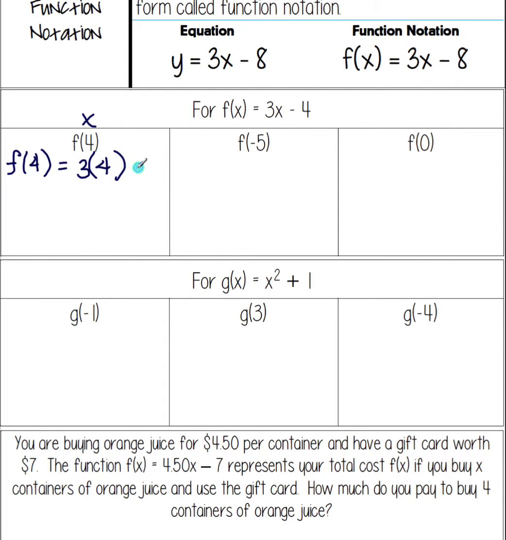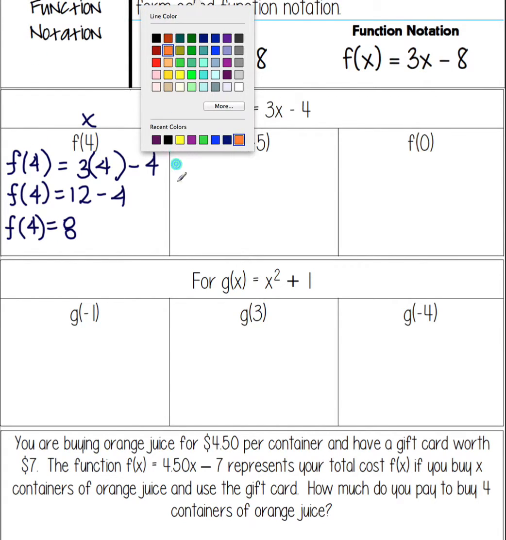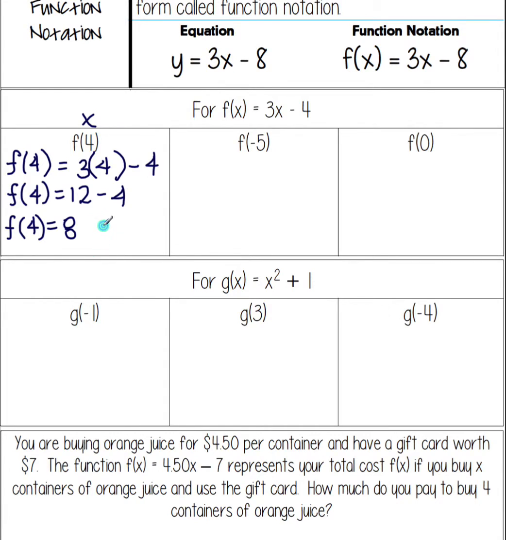So 3 times 4 minus 4. So then f of 4, 3 times 4 is 12, minus 4. So f of 4 is 8. If we were to write this as an ordered pair, our x value was 4, and our y value, our f of x value in this case, our output, is 8.